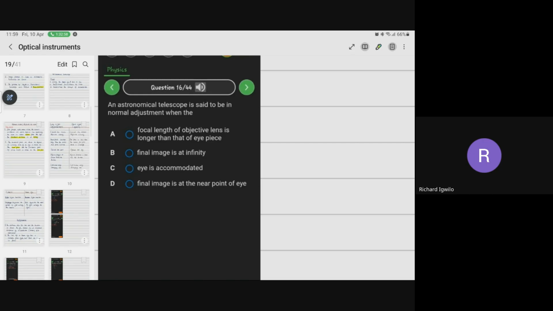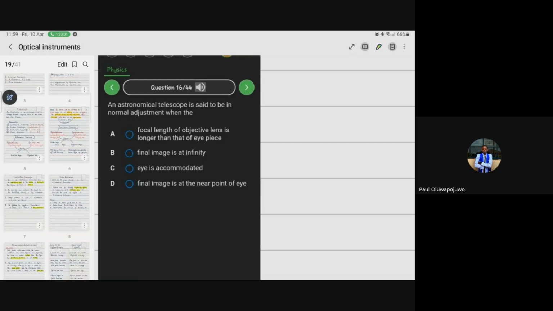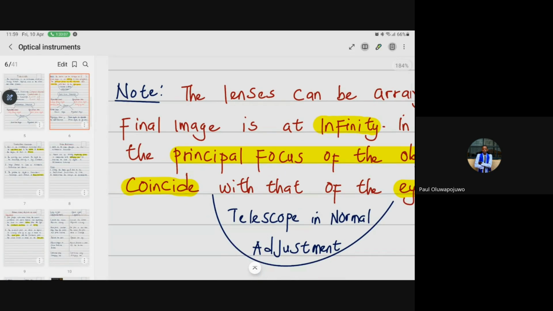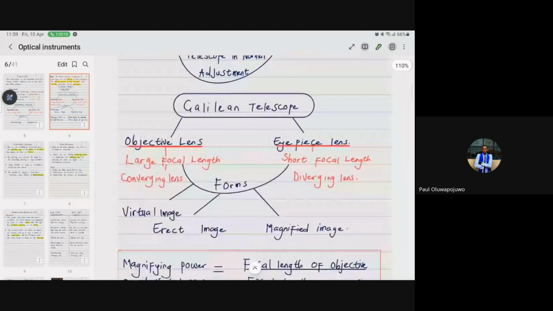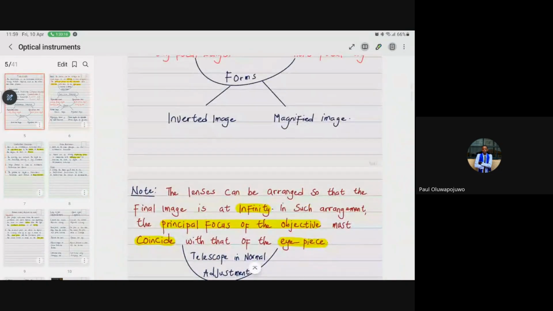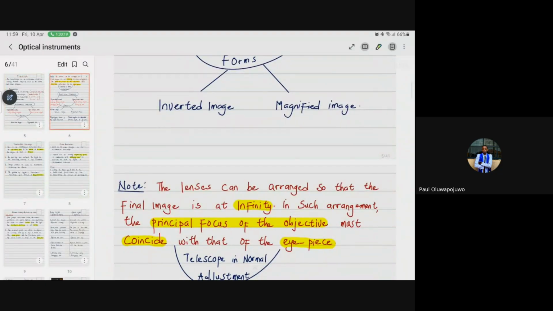There's something I said here. B, yes, thank you. Look at what I said about that. They have to coincide, right? They meet at a point. It's not about one being shorter or longer. It can be arranged so that the final image is at infinity. In such an arrangement, the principal focus of the objective lens coincides with that of the eyepiece. That's the condition, and the image is formed at infinity. So please, let's take note of that. All right. Next one.